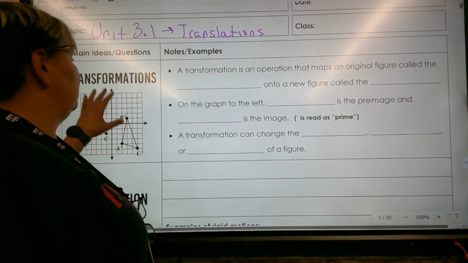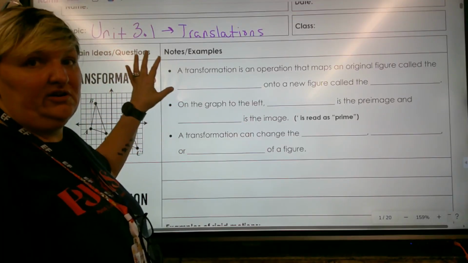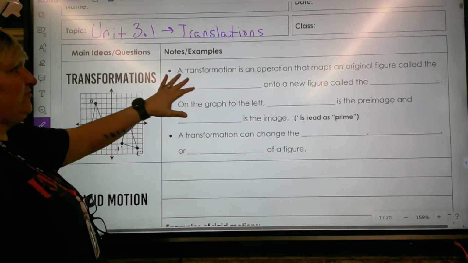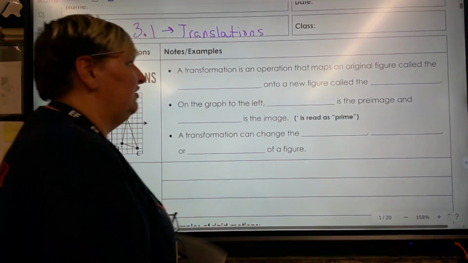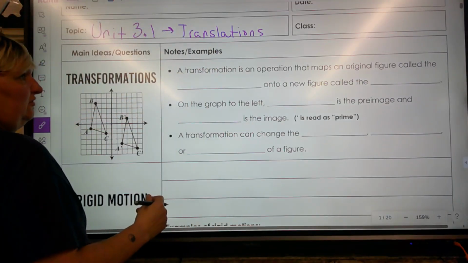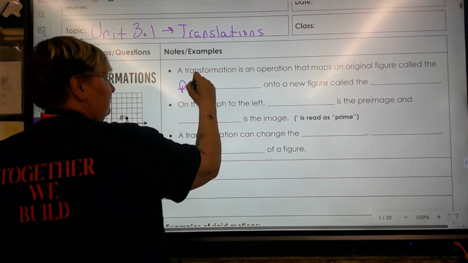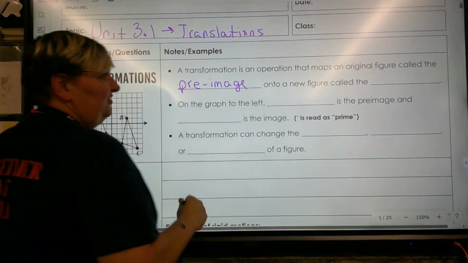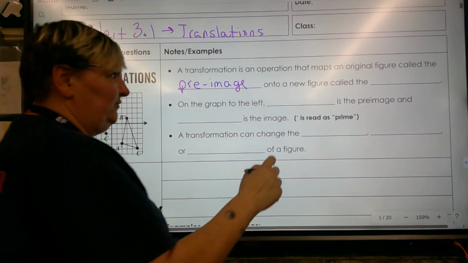Alright? Because we're learning about transformations, but there are different kinds of transformations. Today we're learning about translations. Alright? A transformation is an operation that maps an original figure called the pre-image into a new figure called the image.